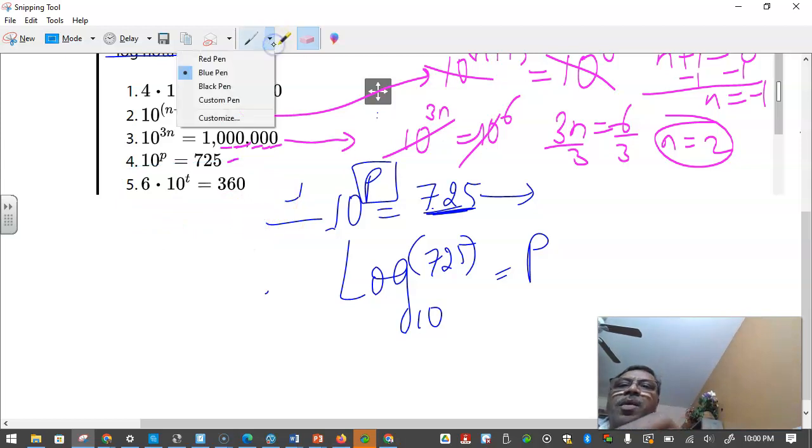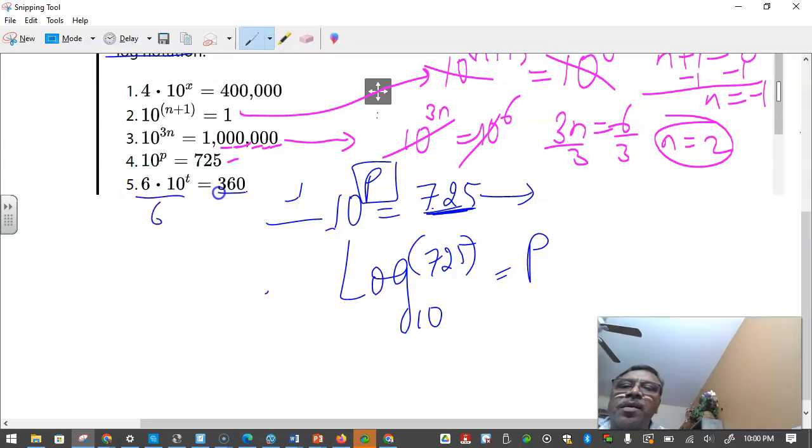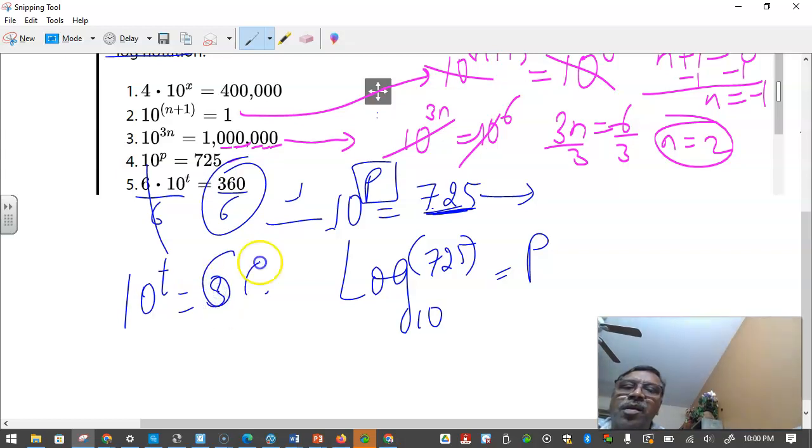Okay. So this one, you first divide by 6. So this goes away, and you have 10 raised to t. 6 divided into 30, right? 60, sorry. And then now you can't write this 60 as 10 raised to something. So change it to logarithm.